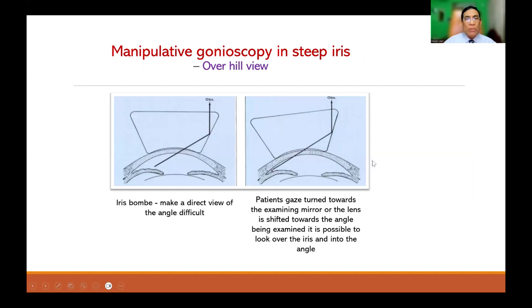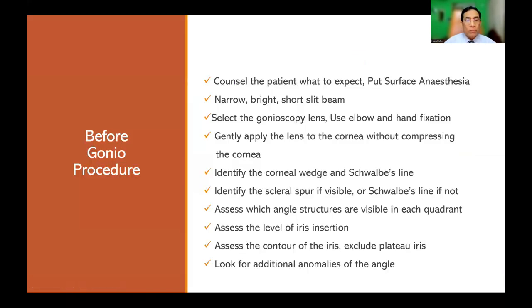The other type of gonioscopy is called manipulative gonioscopy. What is that? Sometimes if the iris is convex here, like this, you cannot see the angle. But in that case, if you tilt the mirror or lens towards the angle, or the patient looks to the opposite side, then you can see the angle like this. And the angle is open. So this is called manipulative gonioscopy. You can even do it with an overhead view, using the single mirror lens also.